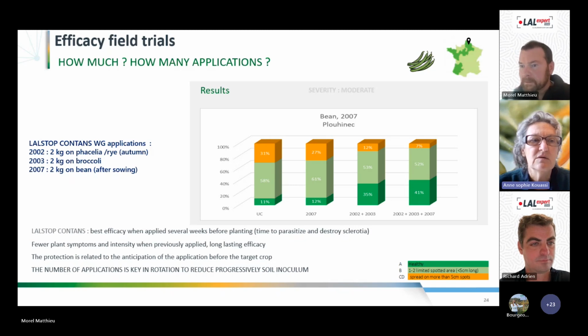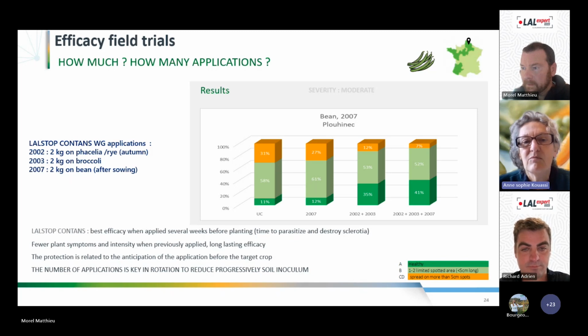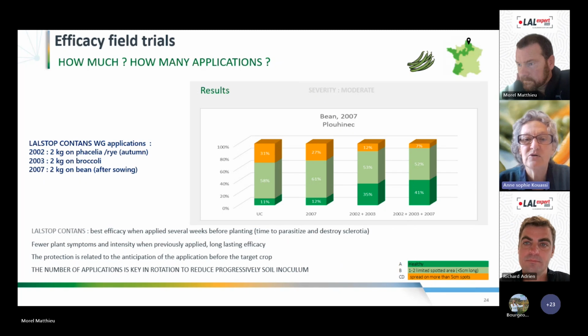And then there was also a question about how many applications and which dose rate is necessary to get a good efficacy of Contans. In these trials, it's a pluriannual application. Some programs are compared. On the left, it's the control. And you see that the white mold was measured on bean in 2007. We can compare one application in 2007, just before the bean crop, to 2 years of applications in 2002 and 2003 on the previous crops, or 3 applications in 2002, 2003, and 2007.